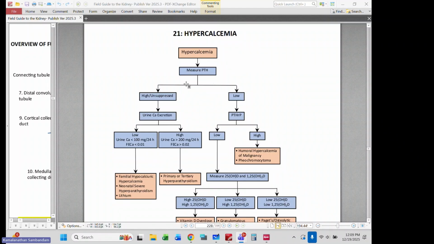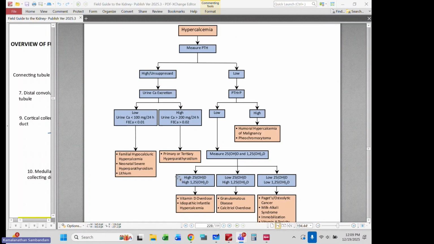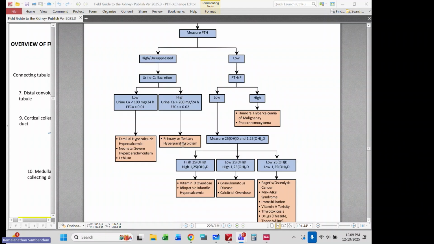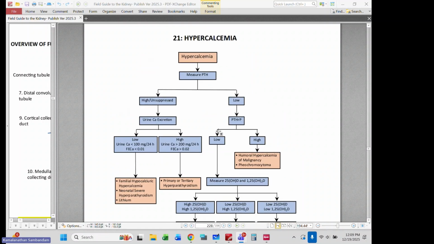So obviously, if my PTH is high, primary hyperparathyroidism is one of the most common causes that we must think of. But tertiary hyperparathyroidism is another one that we as nephrologists will see pretty frequently. Those are the patients that we're thinking about cinacalcet in. There's another entity, familial hypocalciuric hypercalcemia, that one needs to distinguish from primary hyperparathyroidism.